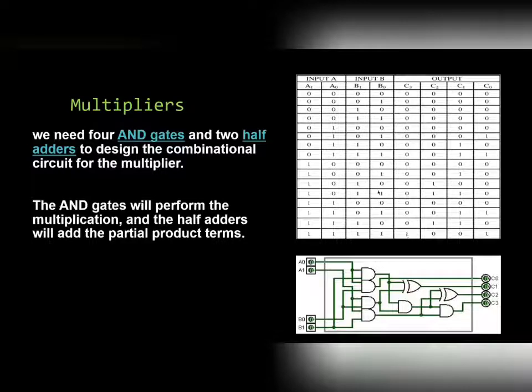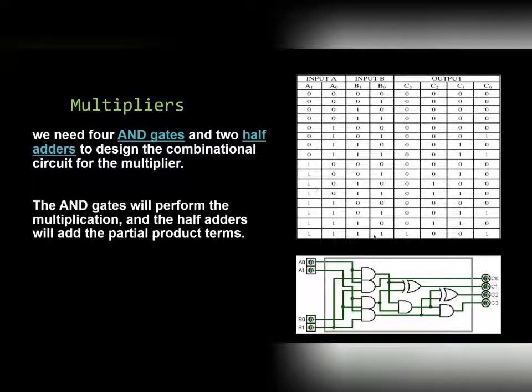Here is the truth table of that. Here you can see input A and input B. The main inputs are input A and input B. Under that there are 2 sub inputs. From input A we are taking A1 and A0, and from input B we are taking B1 and B0. Similarly, in the output, you can see there are 4 outputs: C0, C1, C2, and C3.